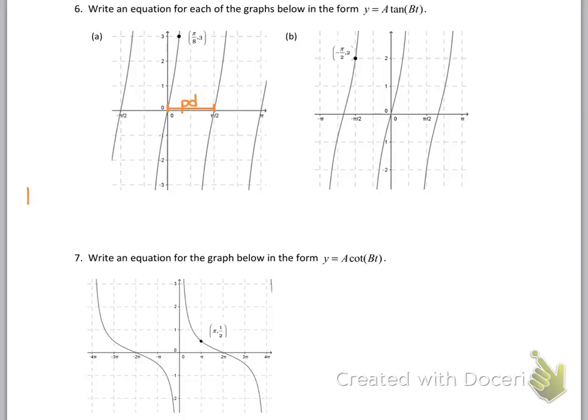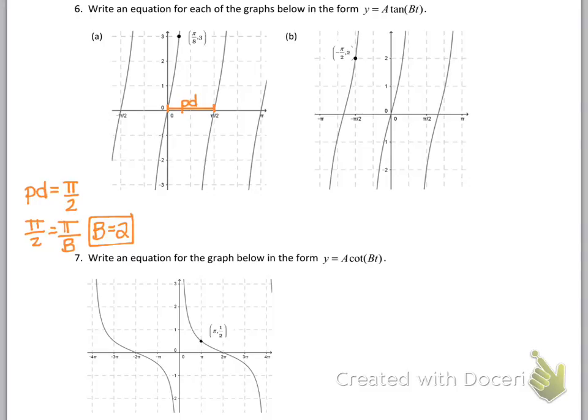If I know that my period equals pi over 2, then I need to solve for b to put b back into the equation. This one's a little simple because we have pi over 2 equal to pi over b, so therefore b just equals 2. It's not always going to be that easy, but for this one it is.